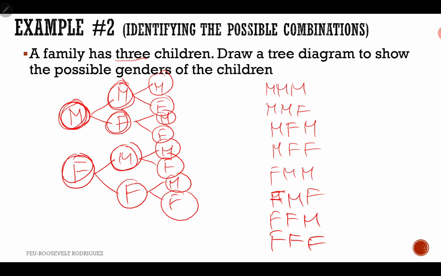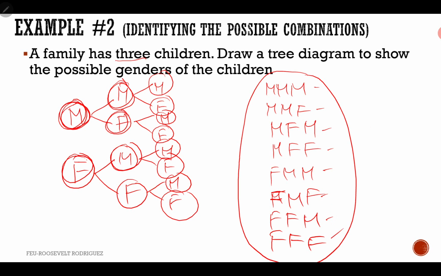Right? So, this is our individual outcome. Okay? And then, pag kinuha natin lahat yan, that is called sample space. Now, let's count how many possible genders are there kapag meron tatlong magkakapatid or tatlong anak. Okay? So, that is 1, 2, 3, 4, 5, 6, 7, 8. So, we have 8 possible combinations of genders.